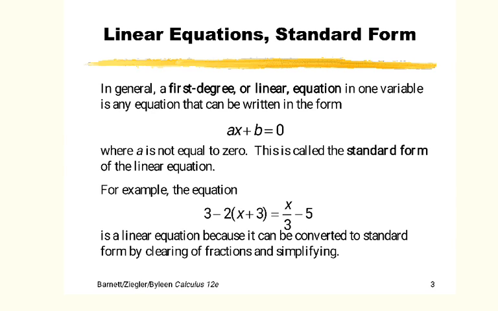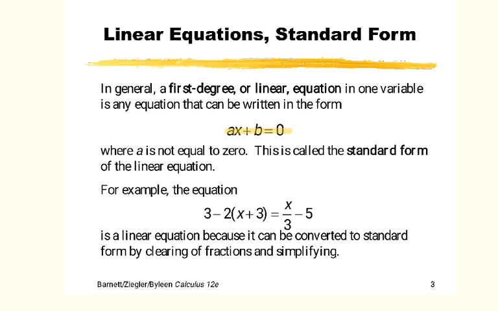Okay, so first we want to look at linear equations and their standard form. Notice here it says, in general, a first degree or linear equation in one variable is any equation that can be written in the form of ax plus b equals 0, where a is not equal to 0. This is called standard form. Okay, so here let's highlight this. We have ax plus b equals 0. This will be standard form.